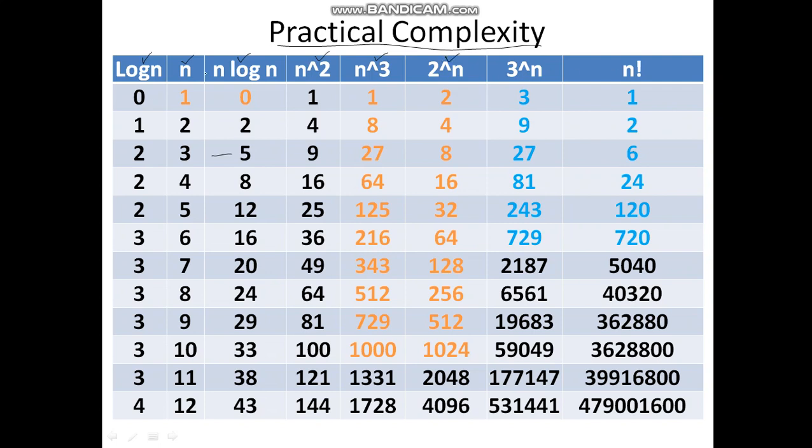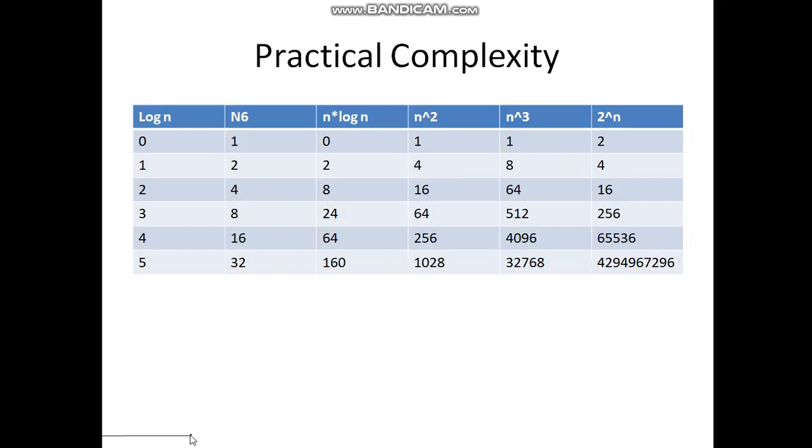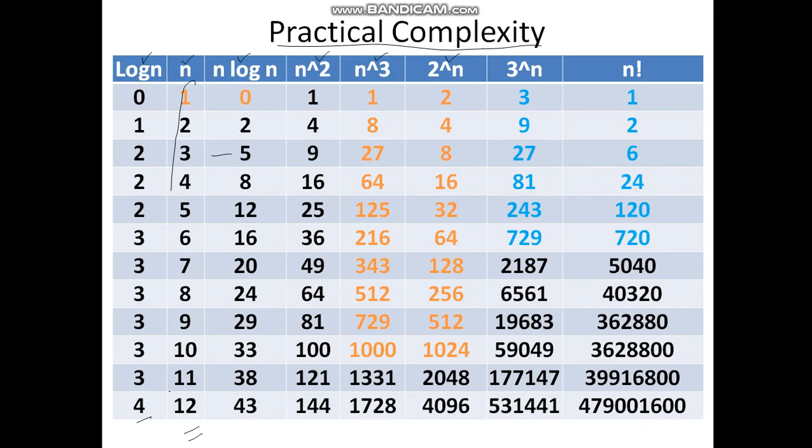If you see here, this is the growth of n from 1 to 12. How does log n grow? This log n will remain 4 up to n is equal to 16. At n is equal to 16, it is 4, and at n is equal to 17, it will become 5. So it is log n to the base 2. The base over here is 2, it is not 10.